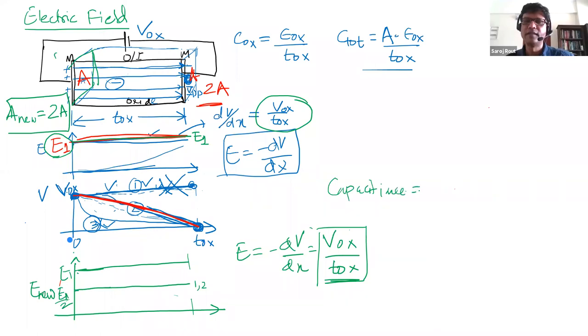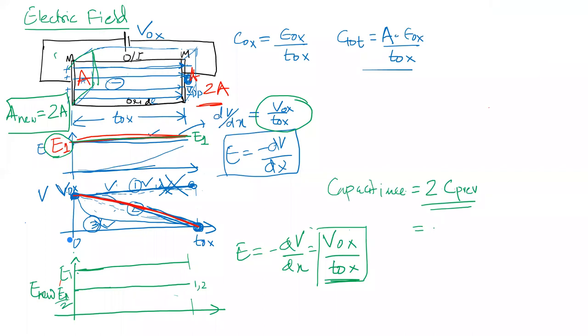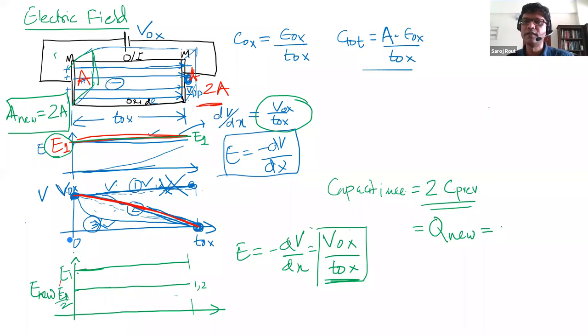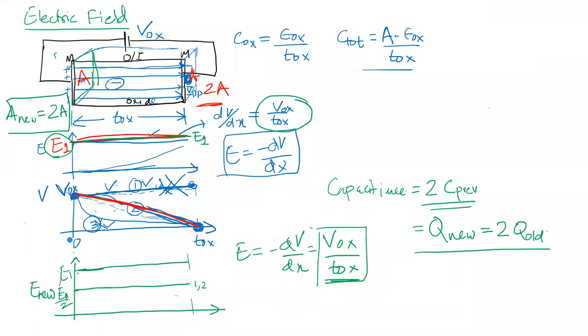Capacitance. Total capacitance changed. It will increase. So how much will the capacitance increase by? Two times the previous value, right? Yes. So when the capacitance increases, what increases then? Charge increases. So Q new will be again 2 times the Q old. Yes, sir. Okay. So everyone understands this.